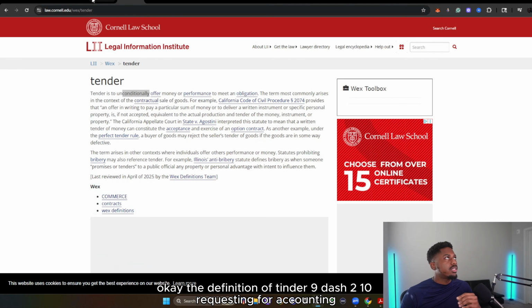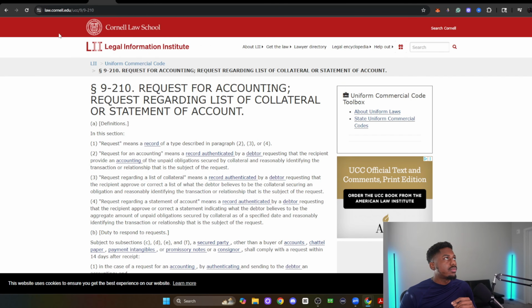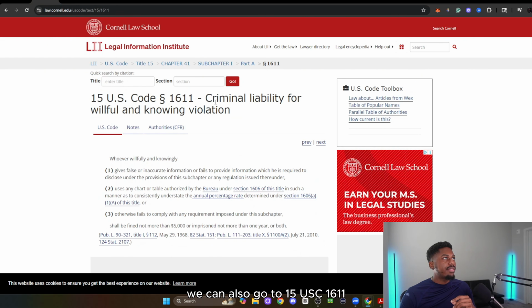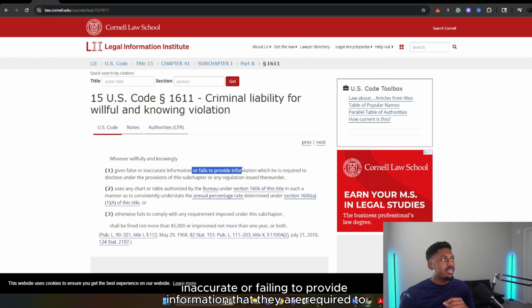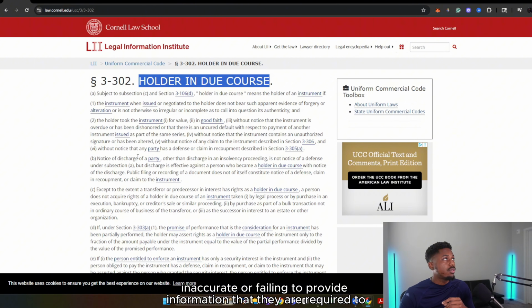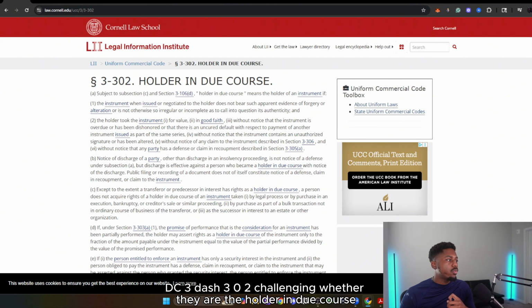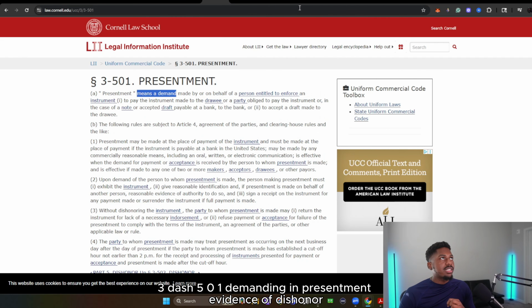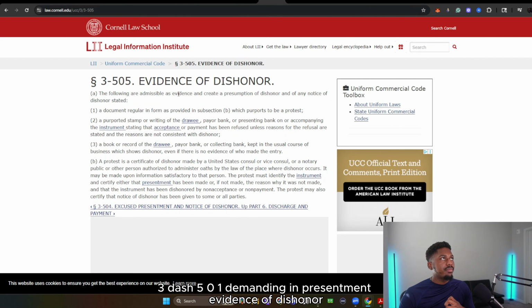Okay. The definition of tender, 9-210, requesting for accounting. We can also go to 15 U.S.C. 1611, criminal liability for willful and knowing violation, giving false, inaccurate, or failing to provide information that they are required to. UCC 3-302, challenging whether they are the holder in due course, given the fact that there was an OID event triggered. Okay? 3-603, tender of payment. 3-501, demand and presentment. Evidence of dishonor. They ignore you. That's considered dishonoring.